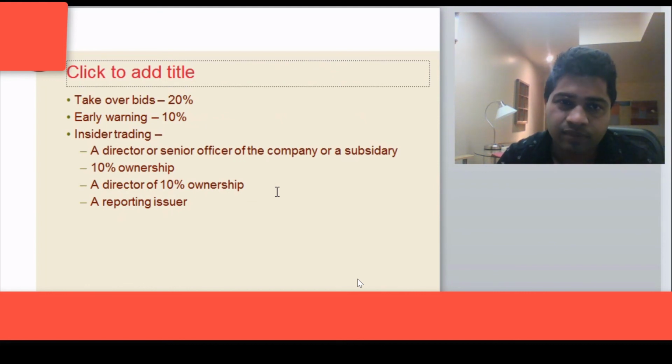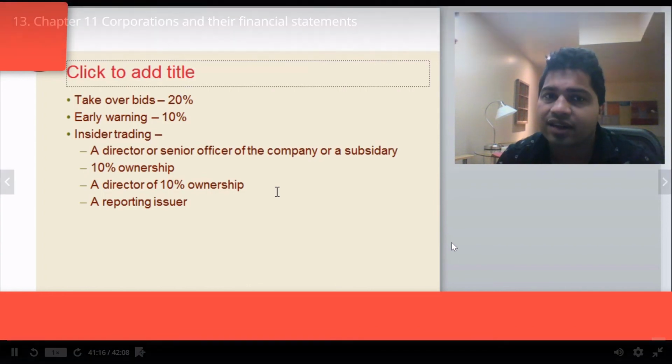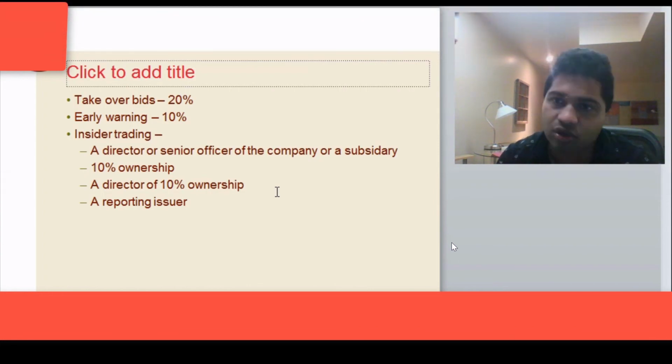Now there are takeover bids. If you are acquiring more than 20% of any business, then you are considered to do a takeover. Then you have to disclose it. Early warning, if you have started to acquire more than 10% of the business, then also you have to disclose it. Insider trading, a director or senior officer of the company or a subsidiary is trading. If you have more than 10% of ownership, then also you are called an insider. A director of a company who has more than 10% ownership in a company is also an insider.